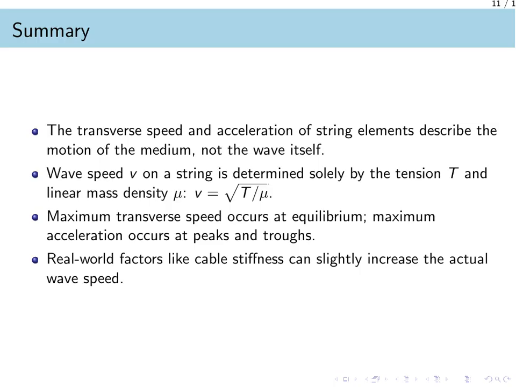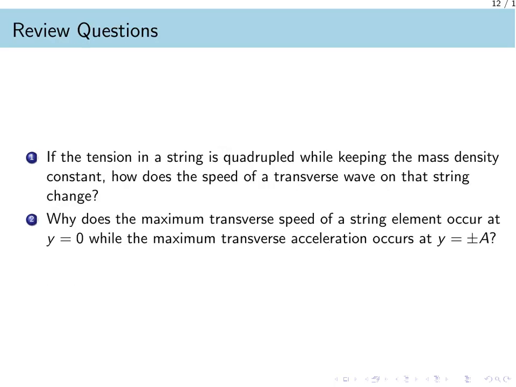We also noted that maximum transverse speed happens at the equilibrium position, while maximum acceleration occurs at the peaks and troughs. In real-world applications, factors like the physical stiffness of a cable can act as an additional restoring force, slightly increasing the actual wave speed compared to our ideal model. We conclude with 2 review questions to test your understanding.